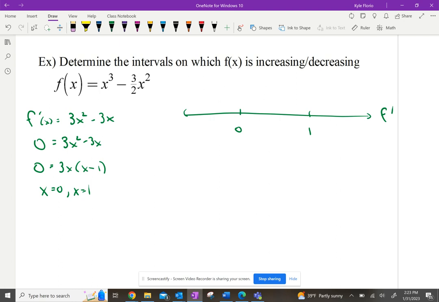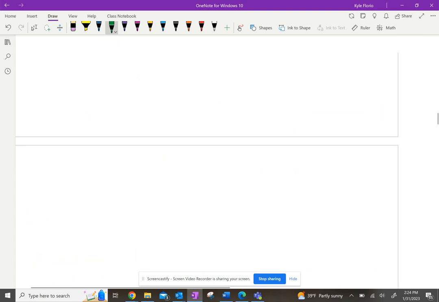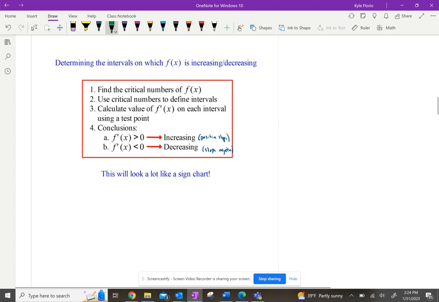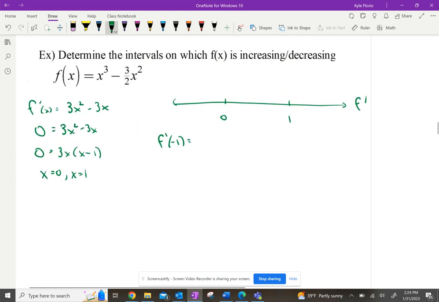We're going to use a test point in each of these intervals. For the first interval, negative infinity to 0, pick any number less than 0 and plug it into my derivative. So I am going to plug in a number less than 0, like -1. Now, if this value is positive, then my slope is positive, and my function is increasing. If my value is negative, then my slope is negative and the function will be decreasing.